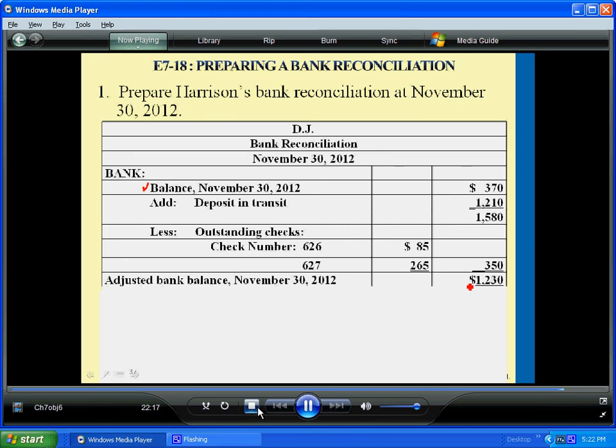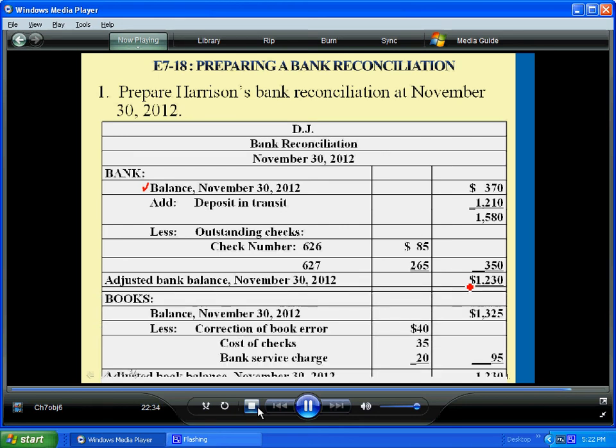Hopefully that'll match the book side of the reconciliation. On the book side, we're going to start off with the unadjusted book balance that they gave us of $13.25. Then we're going to record the correction of the error. The difference between the $115 and the $75 was $40, so we're going to add that back.